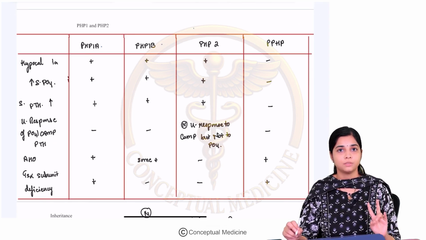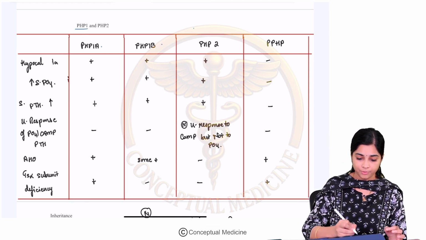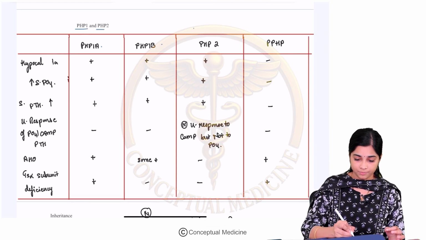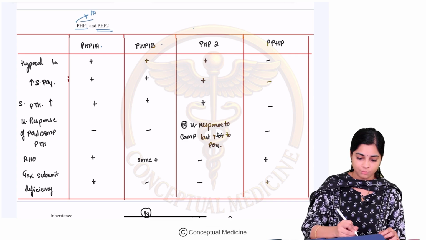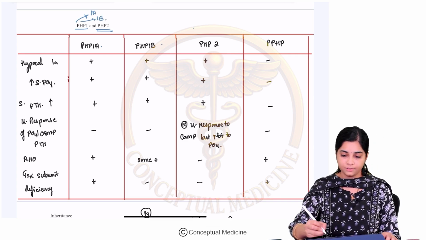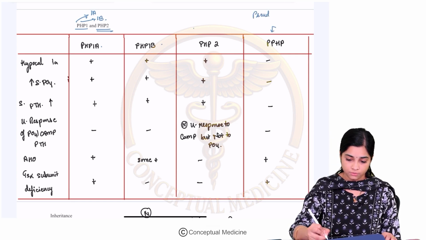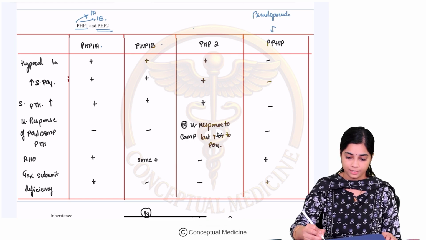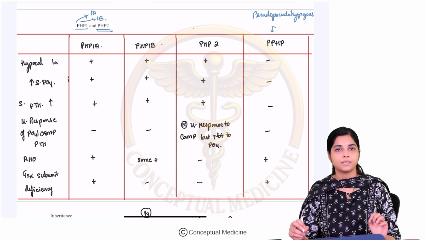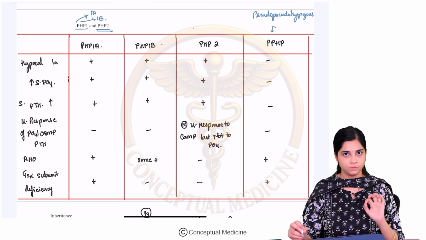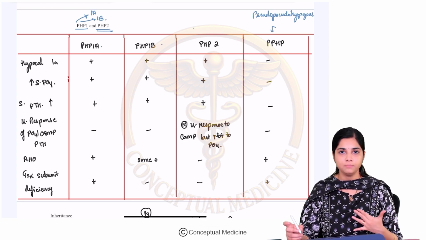Now, pseudo-hypoparathyroidism is classified on the basis of what? Pseudo-hypoparathyroidism is classified into pseudo-hypoparathyroidism type 1, pseudo-hypoparathyroidism type 2. Type 1 is further classified into two types as 1A and 1B. And you have another condition which is your PPHP, which is your pseudo-pseudo-hypopara. Okay. So, pseudo-hypoparathyroidism is classified as PHP 1, 2 and you have your pseudo-pseudo-hypopara. 1 is classified as 1A and 1B.